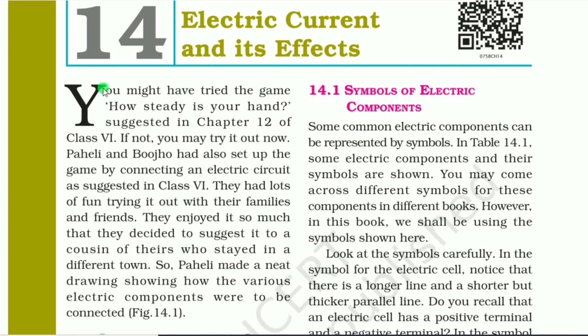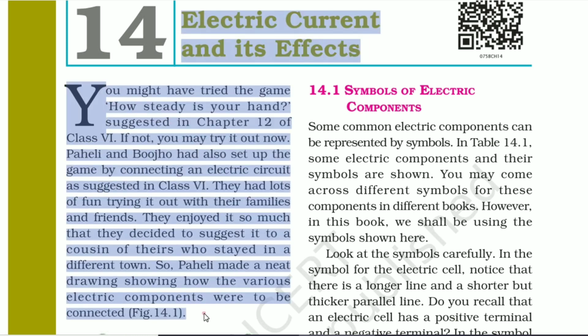So now read this topic first. Electric current and its effects. You might have tried the game, How Steady Is Your Hand, suggested in chapter 12 of class 6. If not, you may try it out now. Paheli and Boojho had also set up the game by connecting an electric circuit as suggested in class 6. They had lots of fun trying it out with their families and friends.